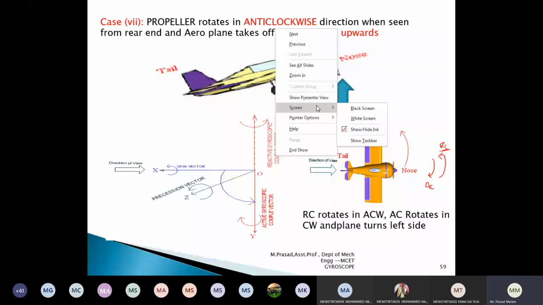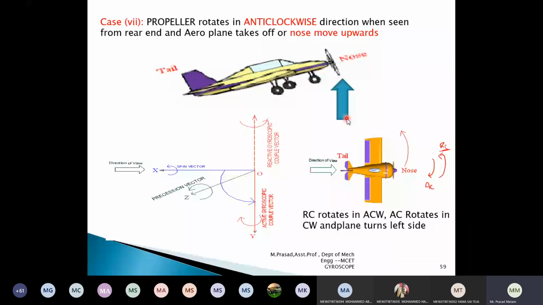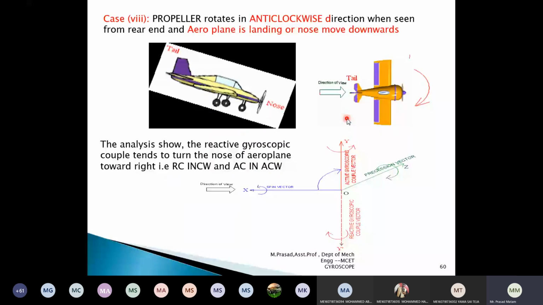Okay, last case. Propeller rotates in anti-clockwise direction when seen from rear end and aeroplane is landing. Now you can see the direction. When it is landing, nose is coming downwards. So again, anti-clockwise motion. Aeroplane moves towards me. With respect to my direction of view, it is coming towards me.